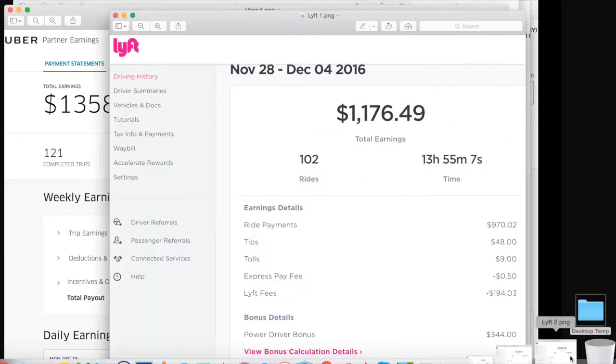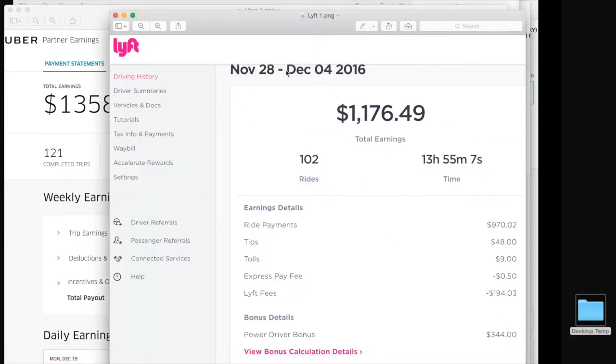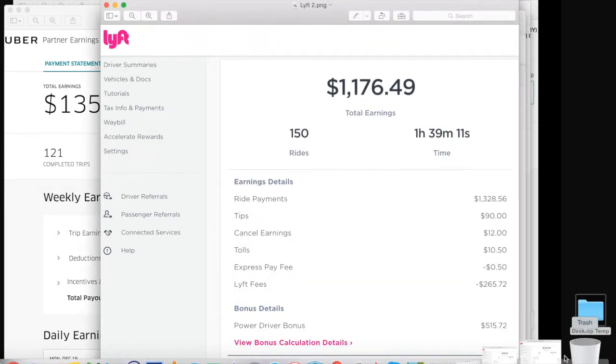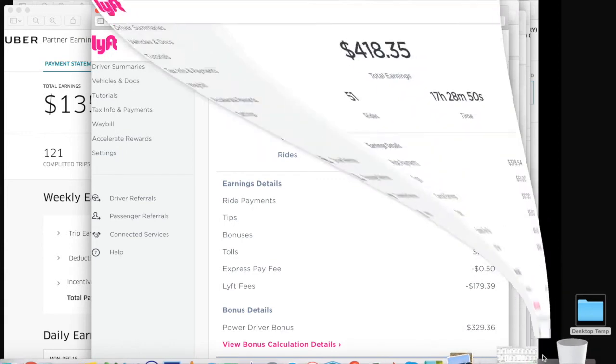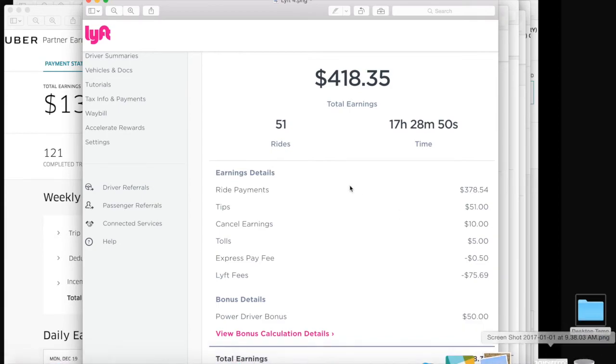Okay, now we can look at Lyft. First week, again, the week after Thanksgiving. I did 102 rides. Second week, I did 150 rides. This was the week where I worked 7 days that week. Really put a lot into that week. Next week, I did 96. And final week, I did 51. So let me close all these.